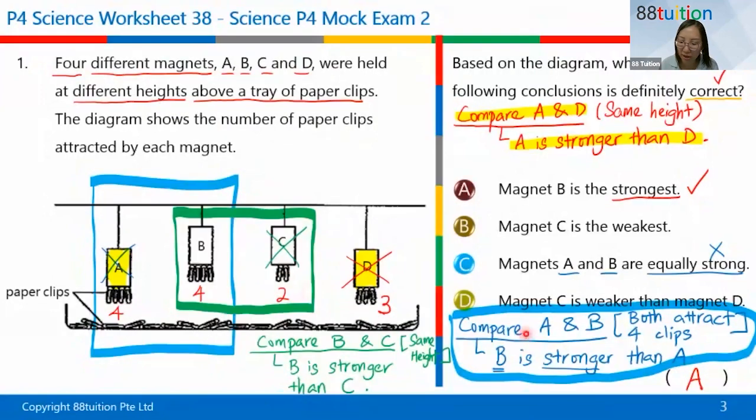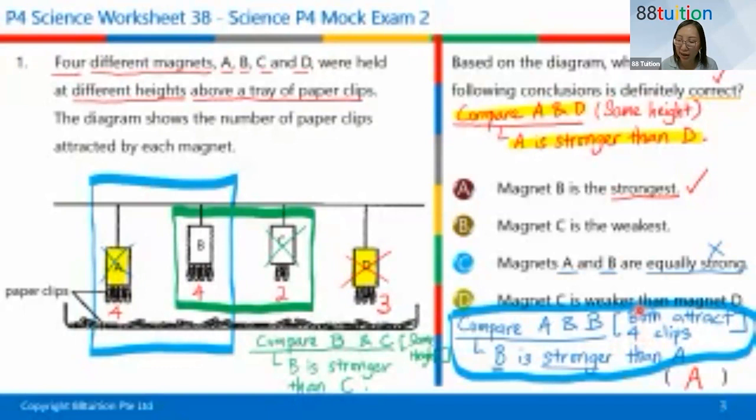For example, I compare A and B because both attract 4 clips, although they have different height. Then I compare A and D because both are the same height. Then I compare B and C because same height. Is everybody clear? I cannot compare C and D because different height, different number. So C and D I can't tell. Any questions so far? So I can't tell if C is the weakest or not. I also cannot tell from this data.